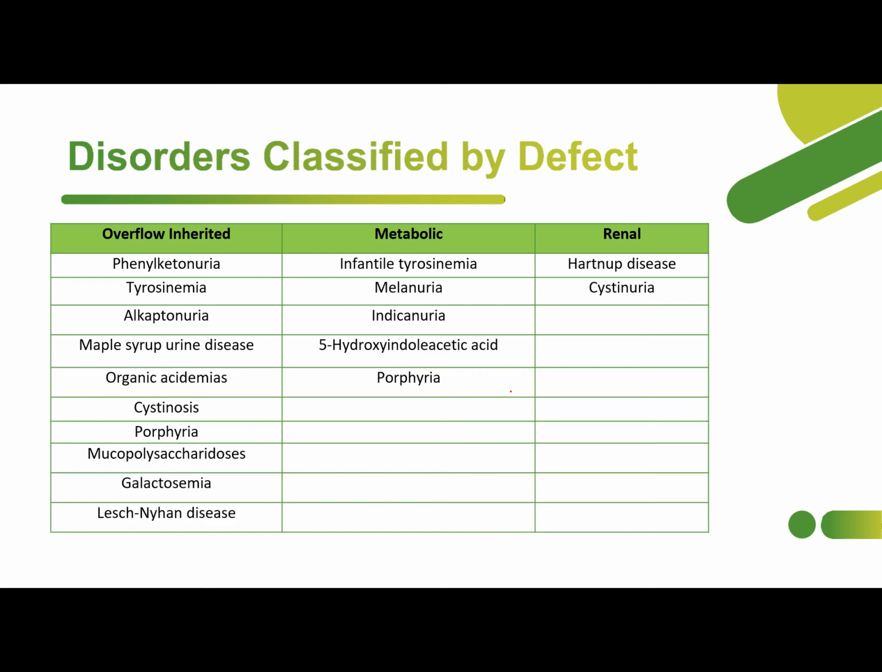So these are the disorders classified by defect. We have the overflow that is inherited. Under overflow that's inherited, we have your PKU, tyrosinemia, alkaptonuria, MSUD, organic acidemia, cystinosis, porphyria, mucopolysaccharidosis, galactosemia, and Lesch-Nyhan disease. For metabolic, we have your infantile tyrosinemia, melanuria, indicanuria, 5-hydroxyindoleacetic acid, and your porphyria. For the renal, we have your Hartnup disease and cystinuria.